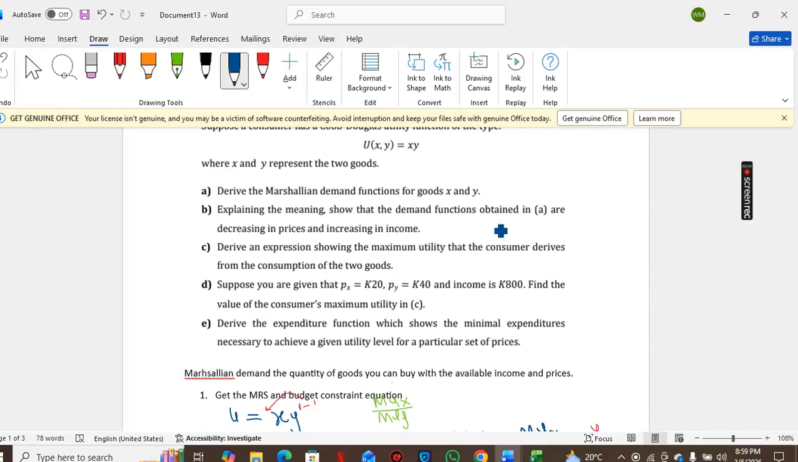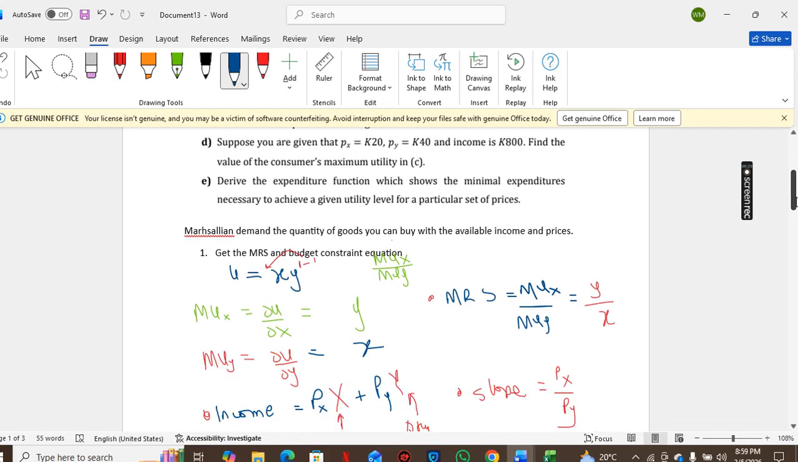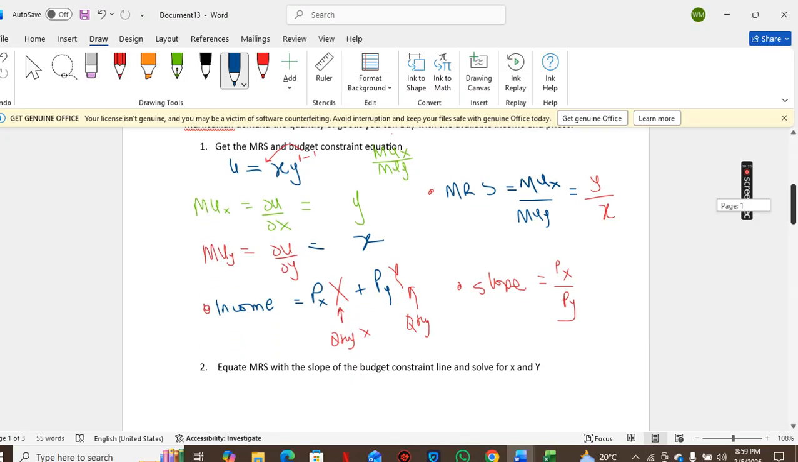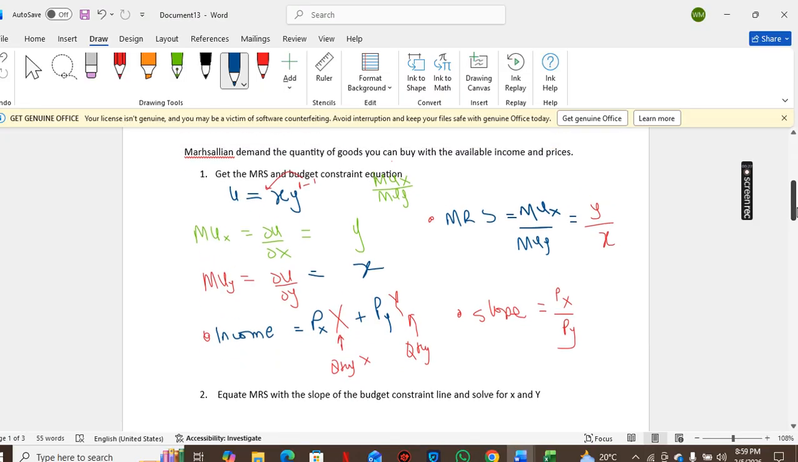Demand functions obtained in A are decreasing in prices and increasing in income. Okay, so explain the meaning. This Marshallian demand function just shows the quantity of good X or Y you can buy with the income you have and the prices. Okay, and we did that in the previous video. Just to run through.